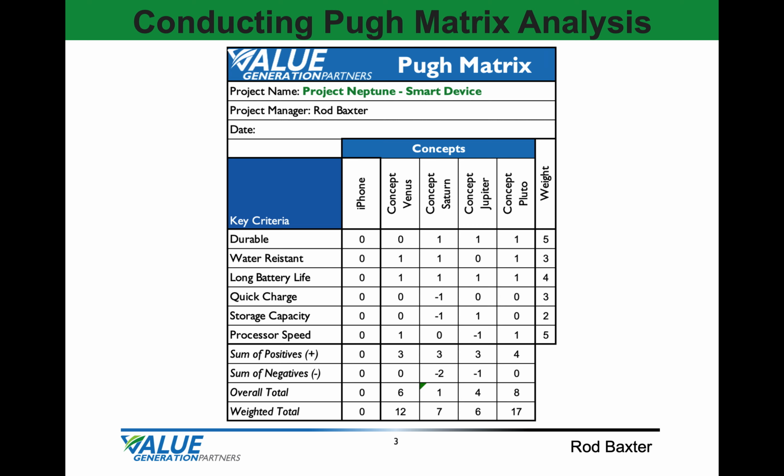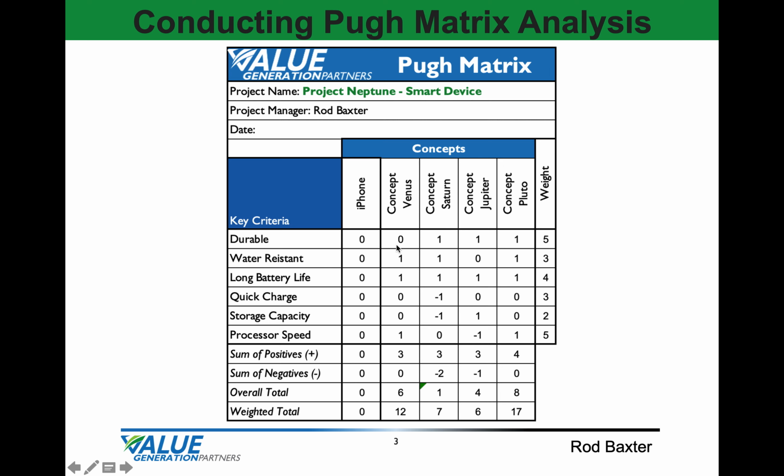Let's take a look at an example Pugh matrix. We note that this is called Project Neptune for a smart device. We've developed key criteria, and that includes it must be durable, water resistant, have a long battery life, have a quick charge capability, have large storage capacity, and high processor speed. We then weighted that criteria using pairwise comparison. We're using iPhone as our baseline design. So our concepts will be evaluated against the iPhone: concept Venus, Saturn, Jupiter, and Pluto.